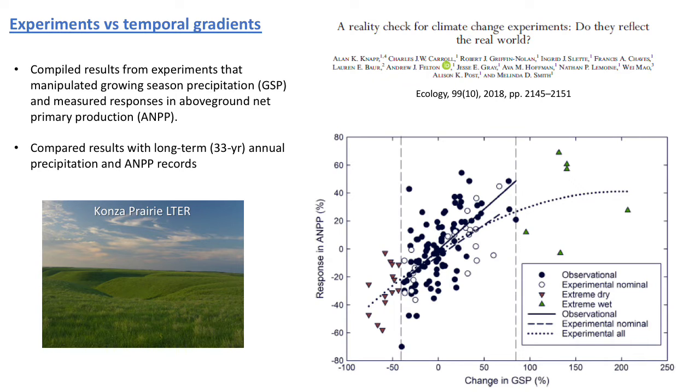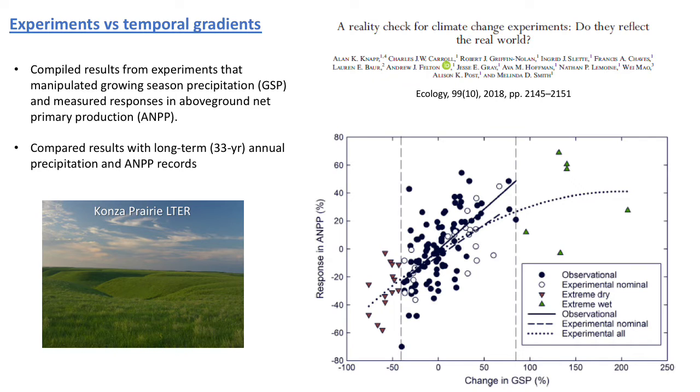So the observational data here, this is just the percent change in growing season precipitation. So wetter years than average, drier years than average, versus the response in productivity. The dark circles here indicate all the observations we've made across this site over the last 30 years or so. The open circles are the results of experiments. You can see that at least within the range of normal variability, that's what these dashed lines indicate here, the range of the observations we have, what the experiments tell us about the sensitivity of this system to changes in precipitation is pretty similar to what the observations tell us as well.